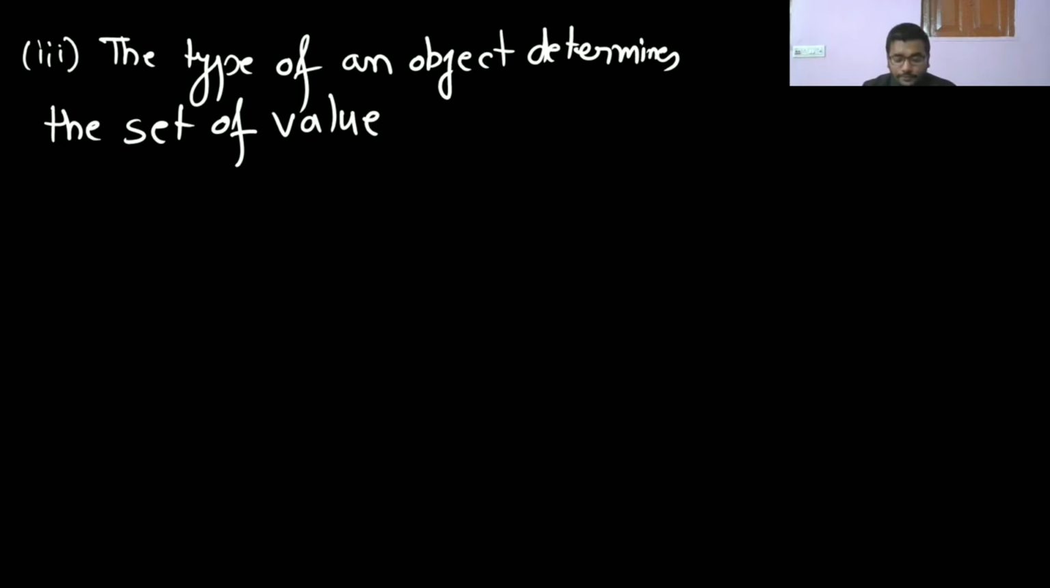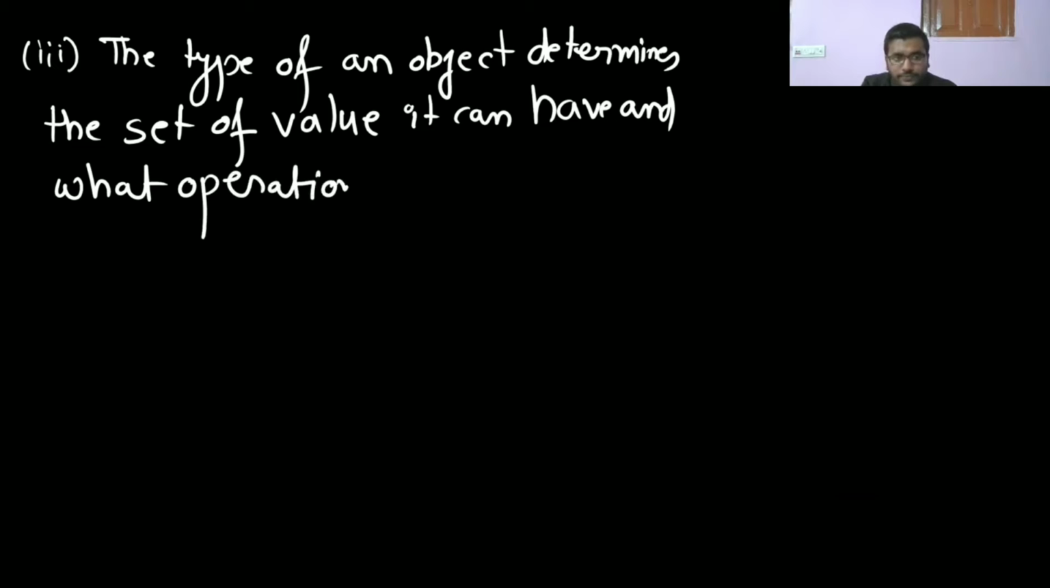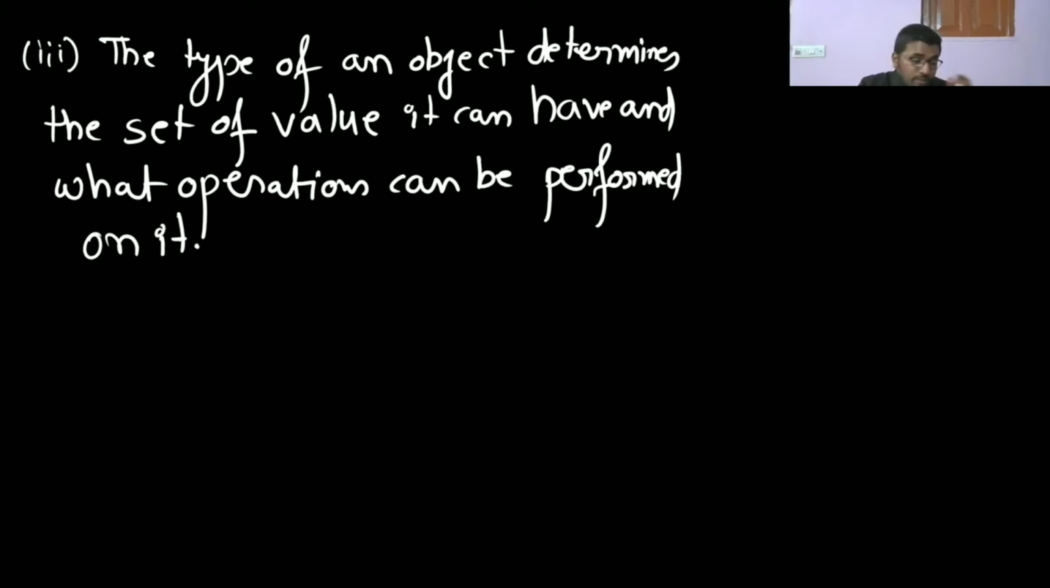So the type of an object determines the set of values it can have, and what operations can be performed on it. Some operations you can perform on some kinds of objects, but not on others. Just like the mod operation, you will not be able to perform it on a float value.